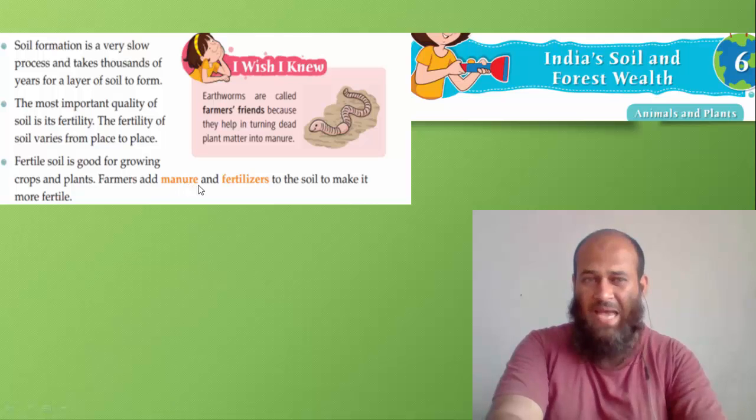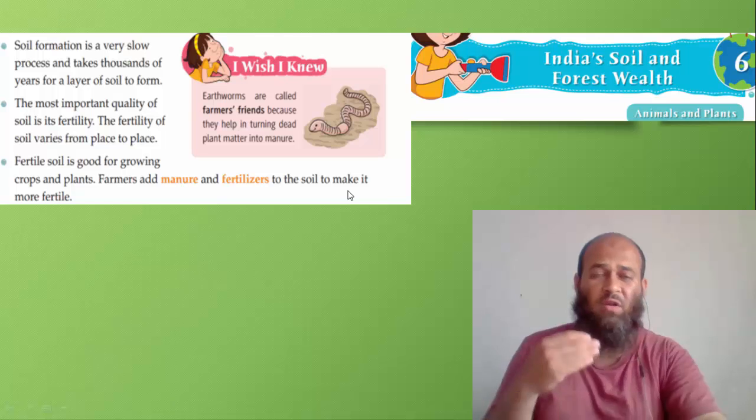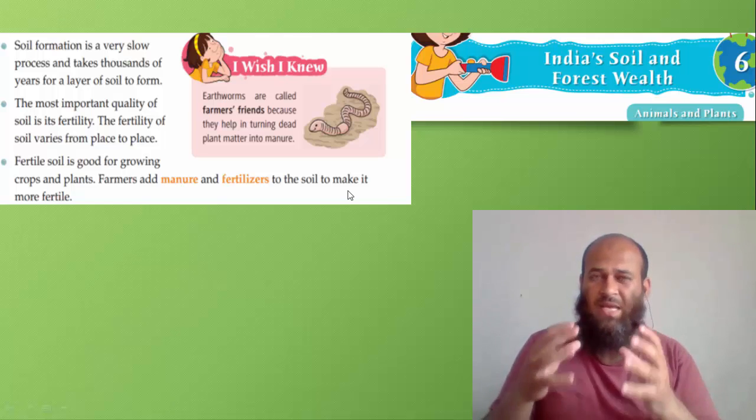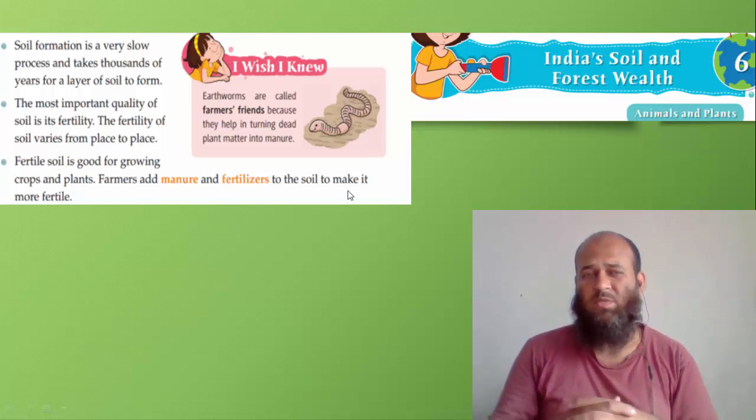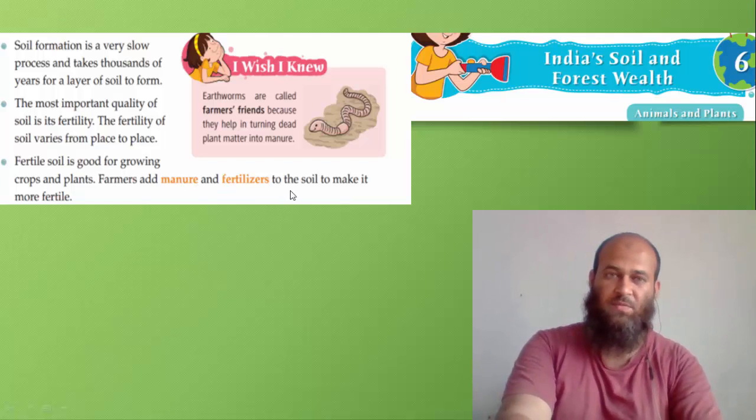Farmers add manure and fertilizers to the soil to make it more fertile. To make it more able to grow crops, farmers add manure and fertilizers.